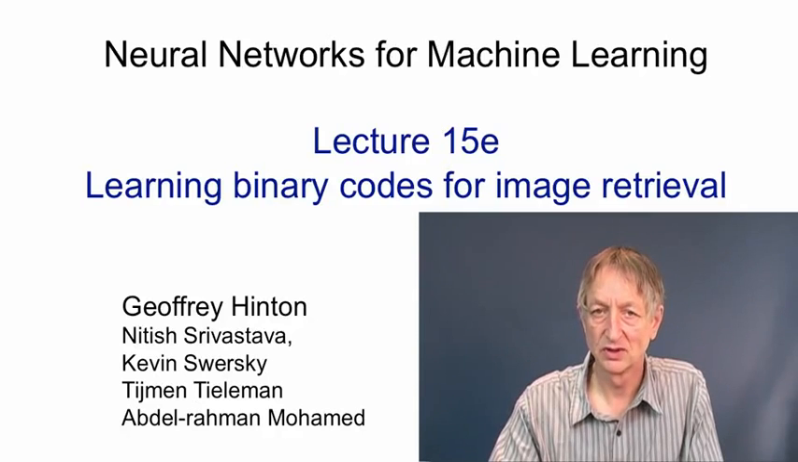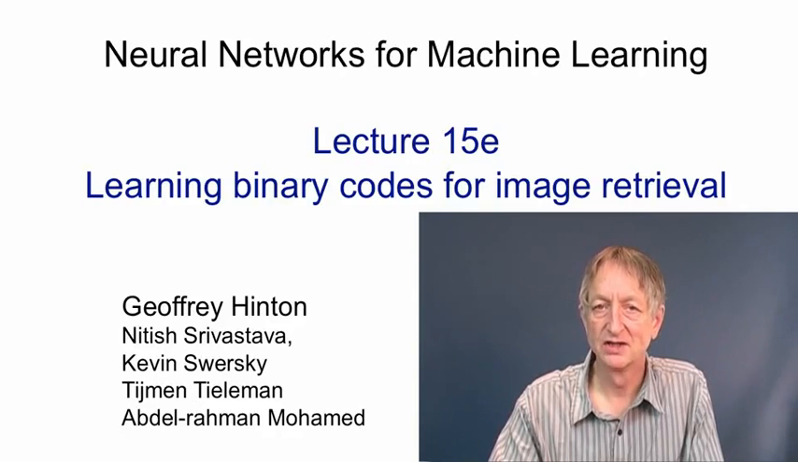In this video, I'm going to talk about the use of binary codes for image retrieval. For retrieving documents, people like Google have such good methods already that techniques like semantic hashing may not be of much value. But retrieving images is much more difficult, and methods that convert an image into a fairly large binary code of, say, 256 bits seem to work quite well.